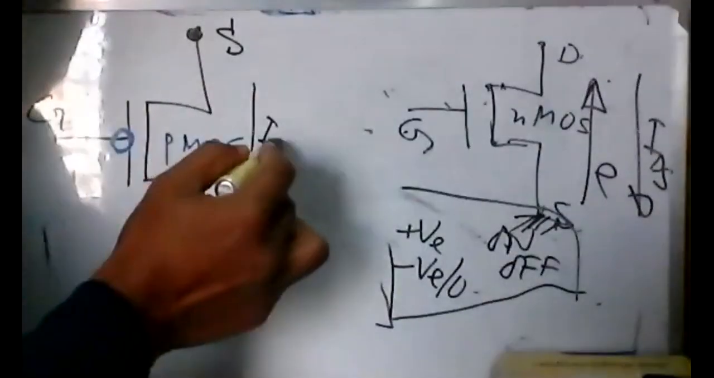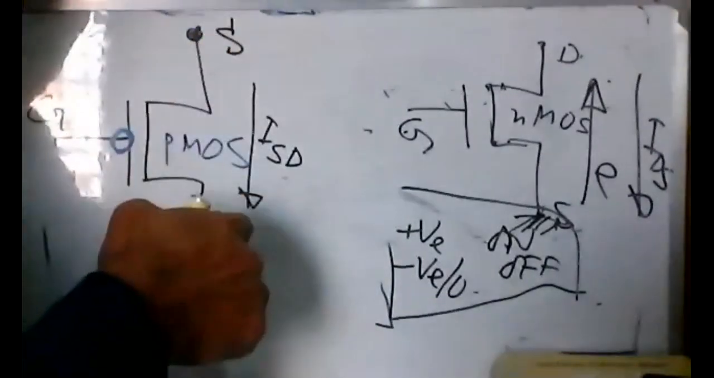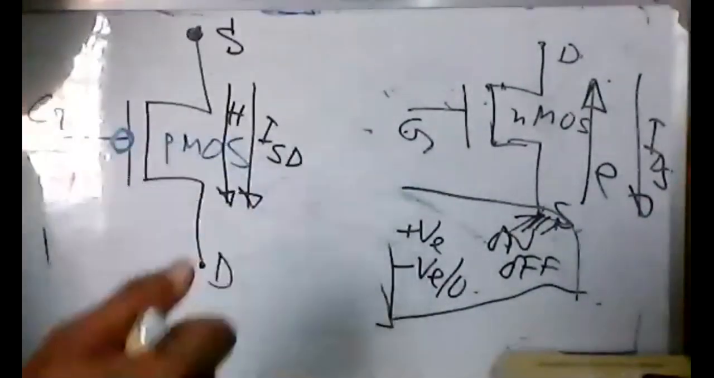And the current will be flowing from source to drain. This is a current, and the name of the current will be a little different. In here the name of the current is IDS, but in here it will be ISD. The current is going from source to drain, right? And the hole also will be flowing from source to drain. This is the hole direction and the current direction are equal, the same, right?